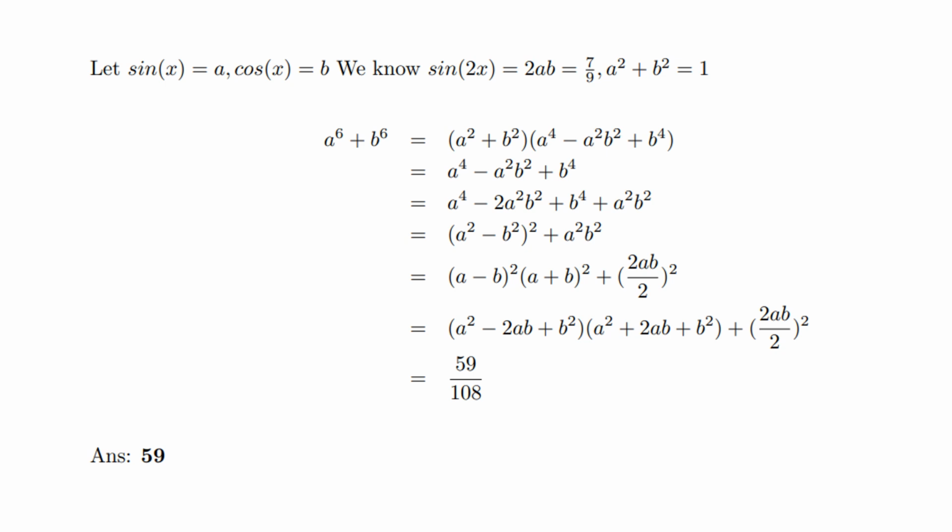Now after applying some algebraic identities and then subsequently subbing in the values that we have, we get that a to the power 6 plus b to the power 6 is 59 over 108. Hence 108 times this is 59, which is our answer.